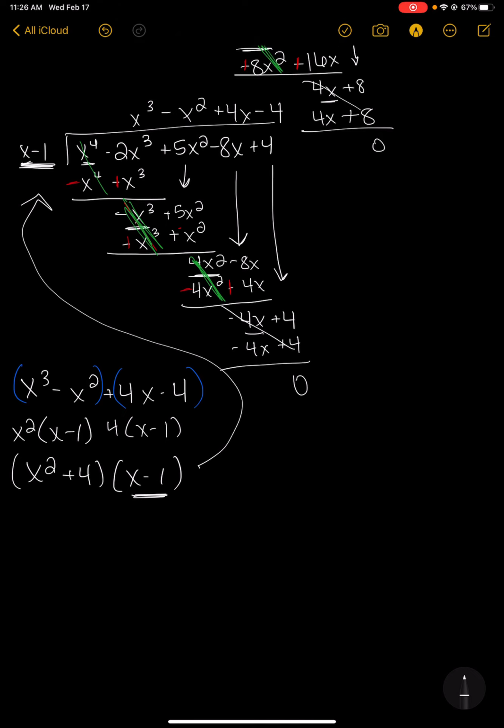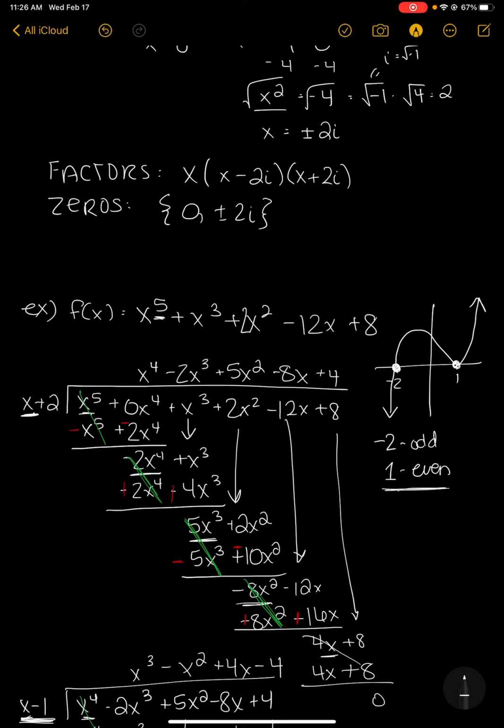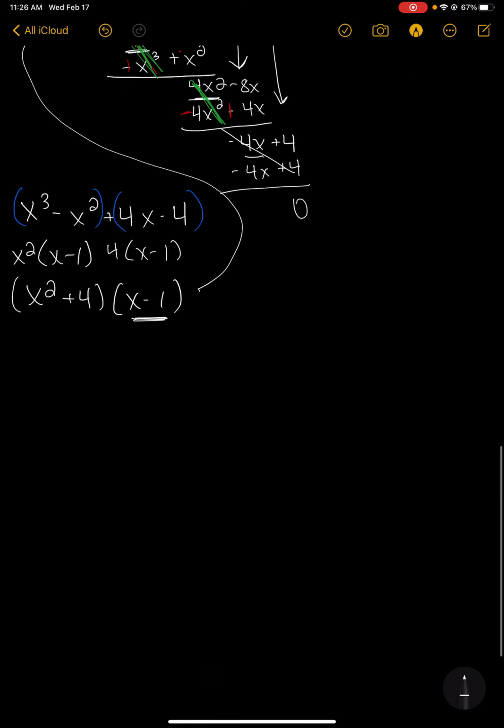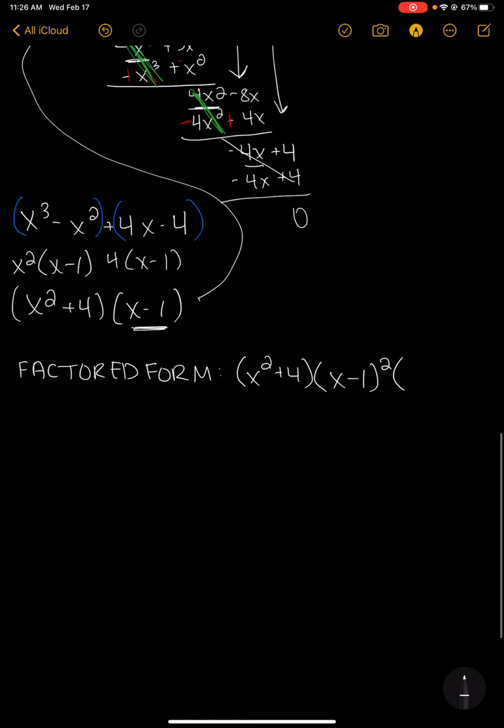All right, so if we've got factored form, we know that x squared plus 4, we already know its factors are x plus 2i and x minus 2i. We did that in the first example, so I'm not going to do that again. So we've got x squared plus 4 times x minus 1. We know that it occurs twice. And we know that x plus 2 occurs once. So we've got 1, 2, 3, 4, 5.